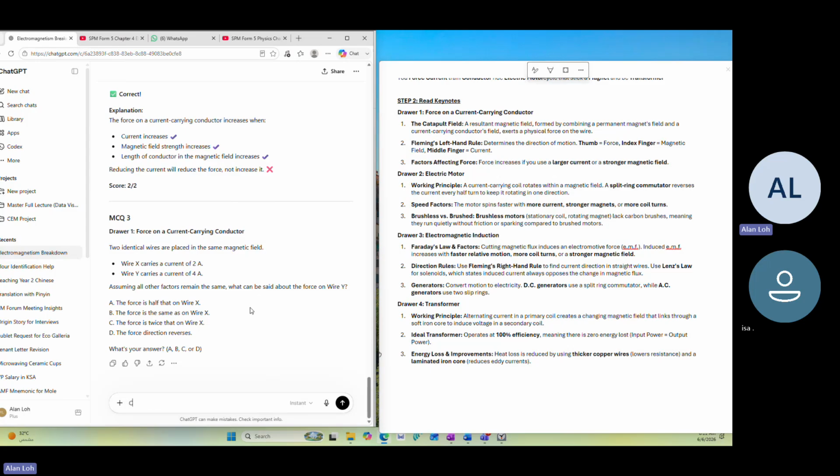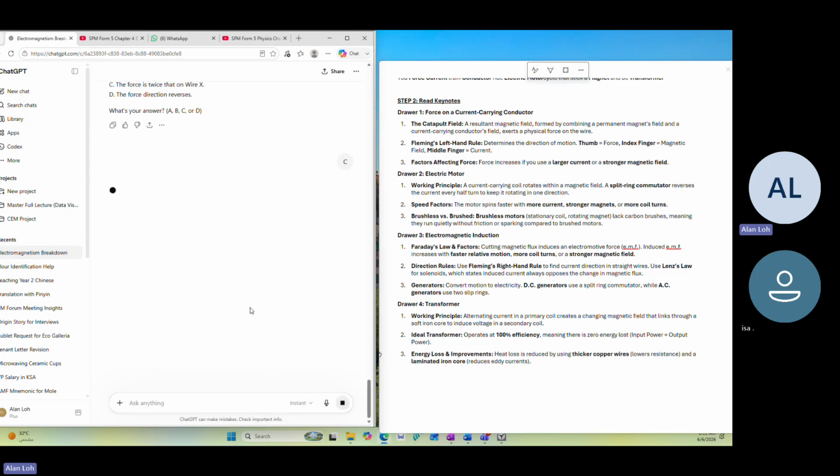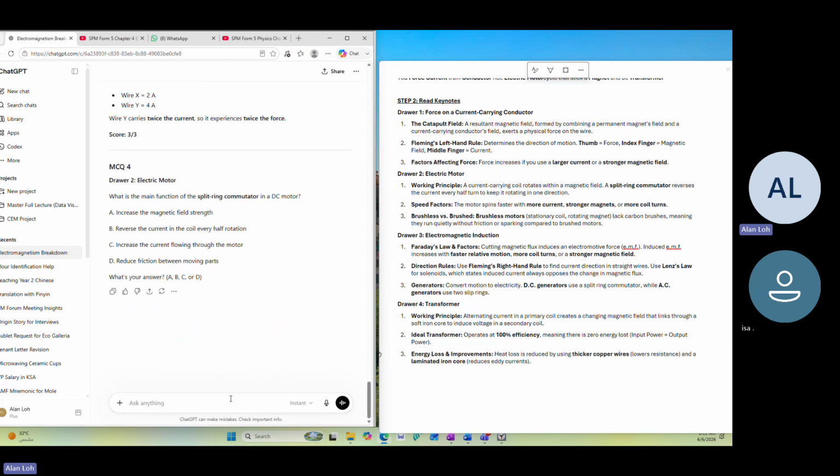Okay, good. I think so. Okay, drawer 2. Now we are moving to drawer 2. Electric motor. What is the main function of a split ring commutator in the DC motor? To increase the magnetic field strength, to reverse the current in the coil every half rotation, to increase the current flow through the motor, to reduce friction between moving parts. Excellent.